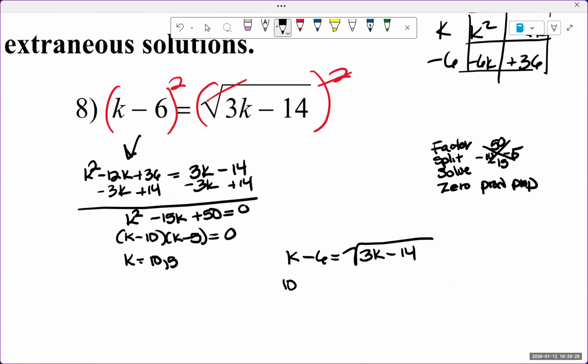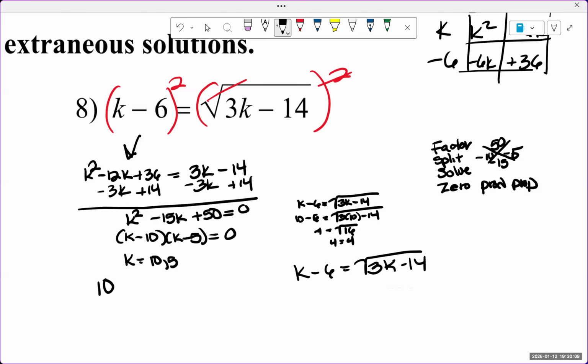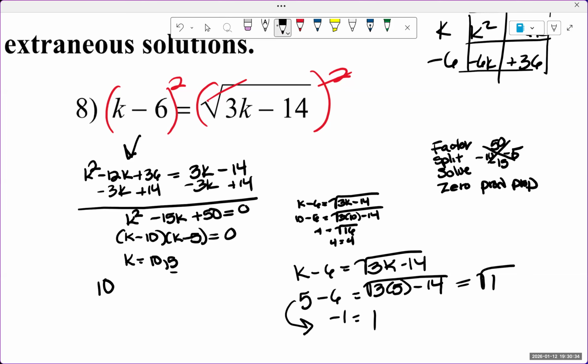So now we're going to plug in both numbers. So we have 4 is equal to 30 minus 14 is the square root of 16. 4 equals 4. So the 10 works. So now let's plug in k equals 5. Uh-oh, we already have a problem. We have a -1 over here. So the square root of 1 equals 1, but we got a negative on the left. -1 is not equal to 1. So we only have one correct answer.